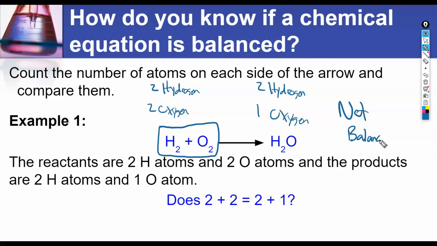And what that means is that this equation, the way it's written right now, is actually wrong because it's not going to work out the way it's supposed to be. Okay, because we have to have the same atoms on both sides of the equation. Okay, so pause there if you need to look at that some more.